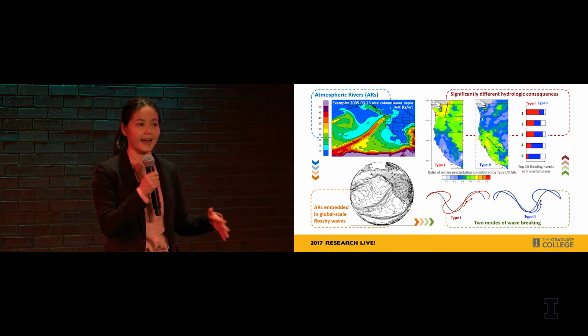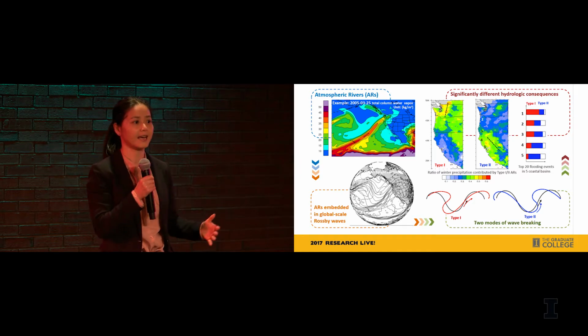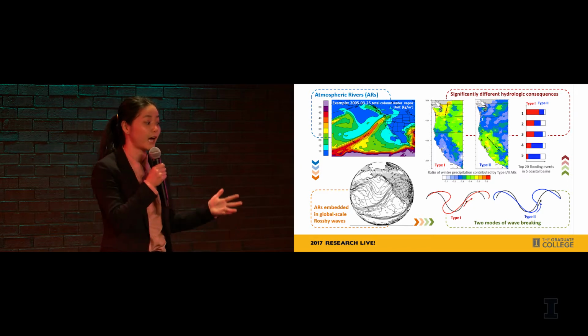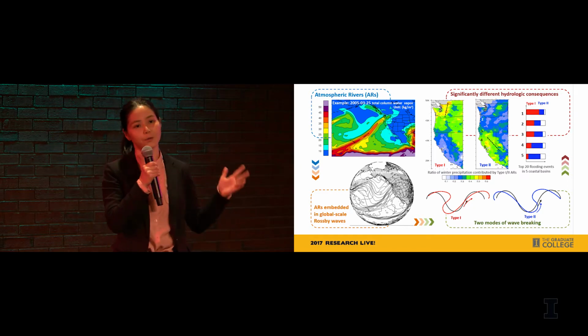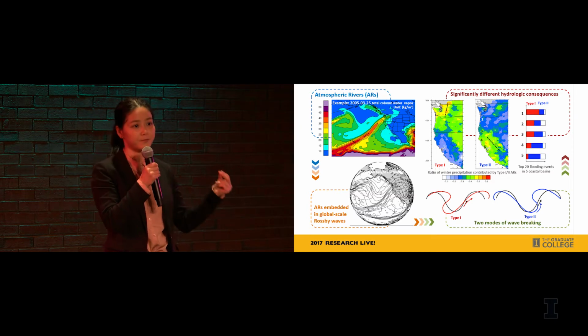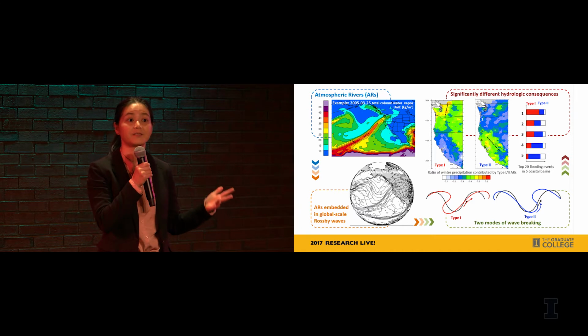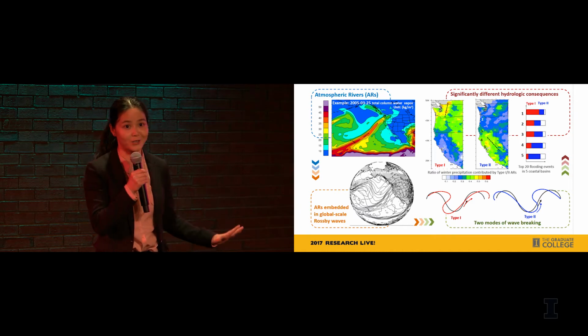And it has important implications, especially for decision making, because now we can use the information about how these two types of wave breaking can change to infer when and where these extreme precipitation and flooding events would occur, which we were not quite sure about before.